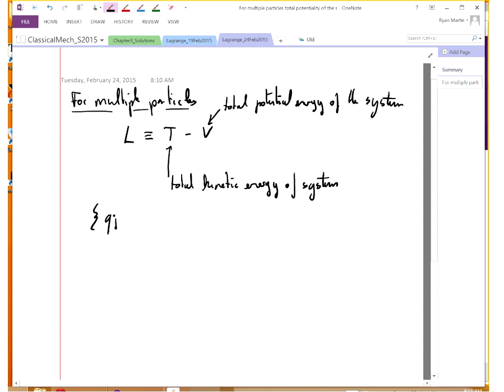And so then the set of generalized coordinates q_j are now the coordinates to describe the entire system. And it's not worth rederiving the Lagrange equation of motion by saying that now the sum from i equals 1 to n is over all the forces on the system instead of all the forces on one particle. It's mathematically exactly the same.